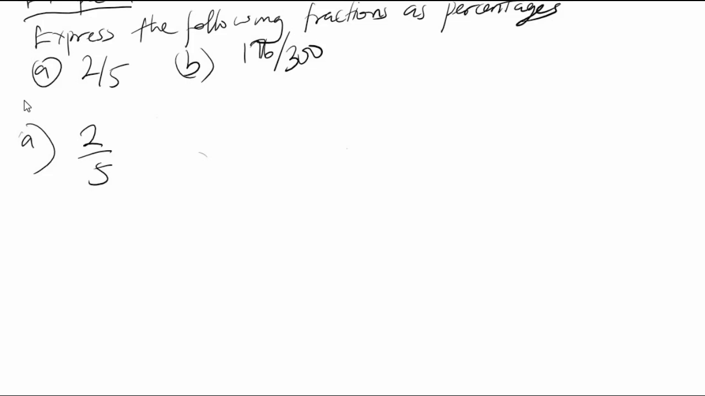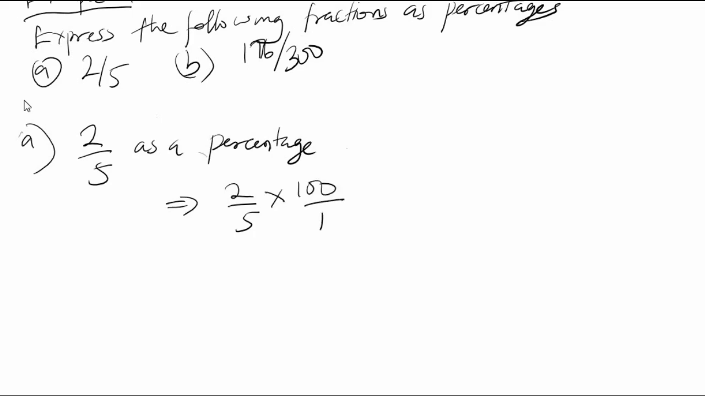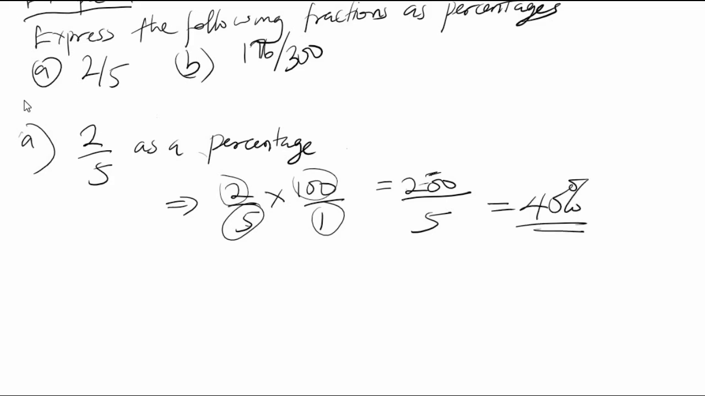2/5 as a percentage is 2/5 times 100/1. 2 multiplied by 100 is 200 over 5. 5 multiplied by 1 is 5. 200 divided by 5 is 40. 40%. Very simple.